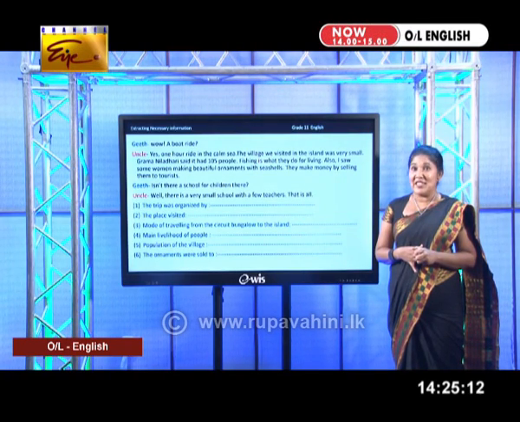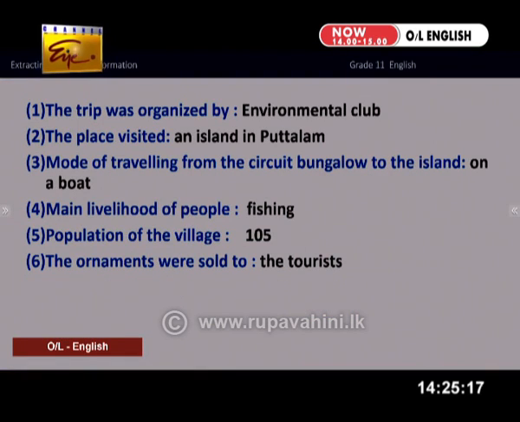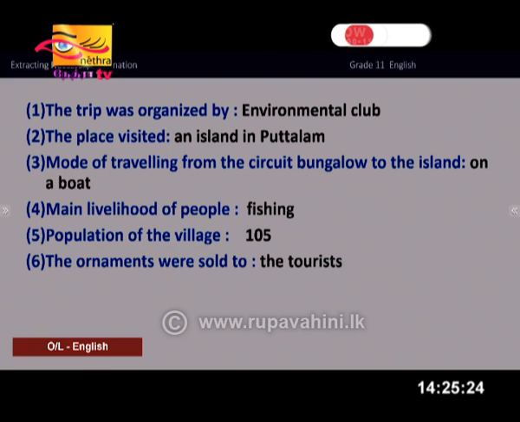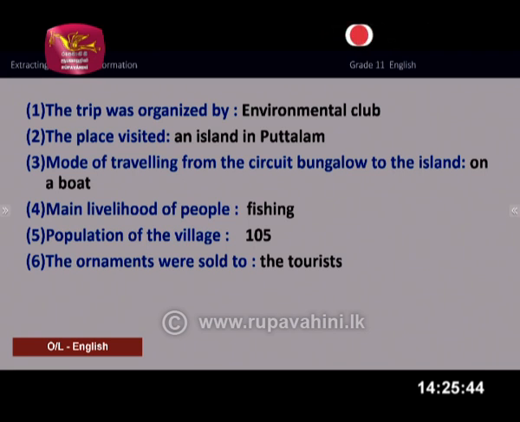Okay, so let's check our answers now. It's very easy. This was organized by the Environmental Club. The place was an island in Putlam. The mode of travelling, the way they travelled to the island, as there were no roads, on a boat, and then the main livelihood of those people, fishing, and then the population of the village is 105.